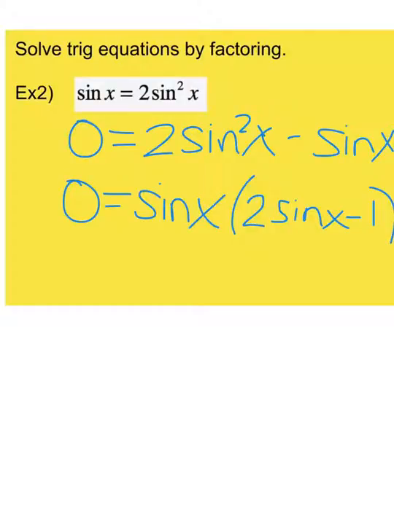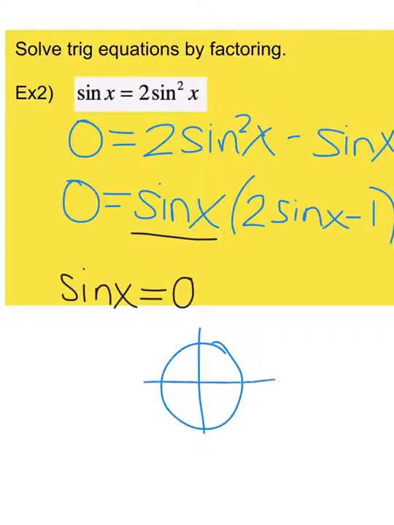Once you get it into the factored form, the next thing we do is use the zero product property. So I take my first factor, which is just sine of x, and set that equal to 0. Then I use the unit circle to figure out where sine of x is equal to 0. Sine of x is the same as the y-coordinate, so it'll be equal to 0 here and here. So I could call this first solution either 0 or 2 pi, doesn't matter, and then this one is going to be pi.